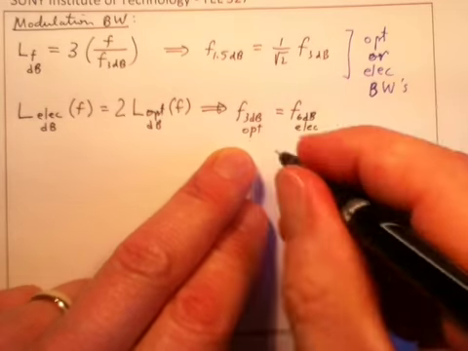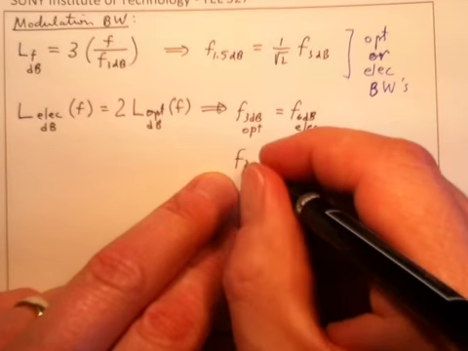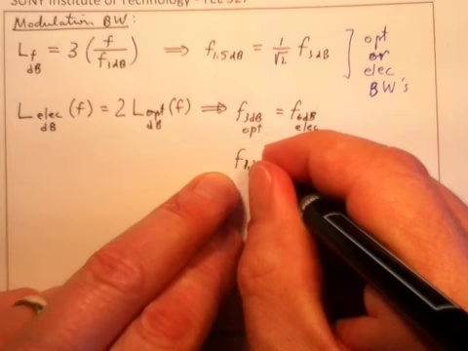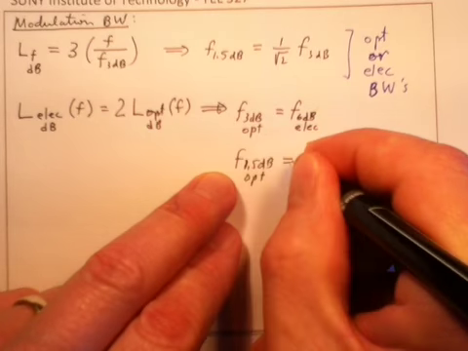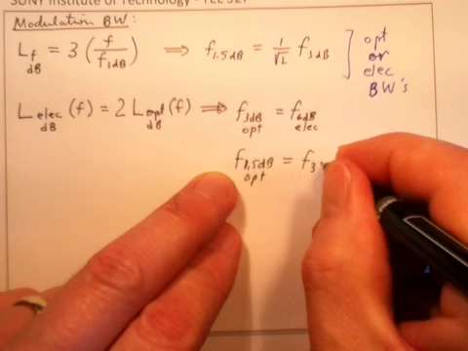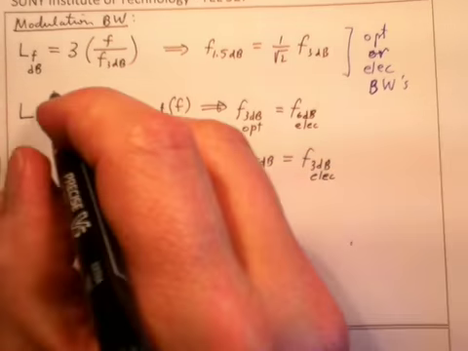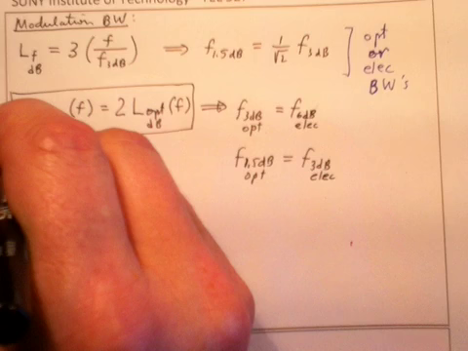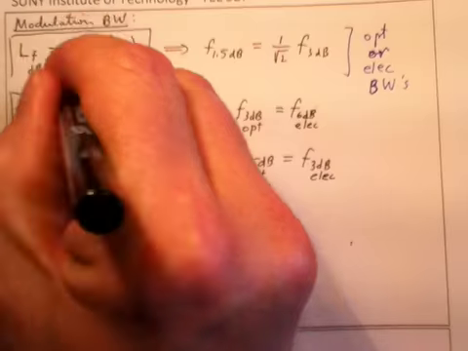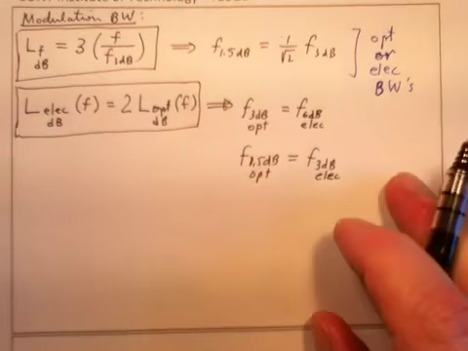And for example, the 1.5 dB optical bandwidth is equal to the 3 dB electrical bandwidth. Okay, so these two equations are sort of fundamental, okay, to this whole idea.